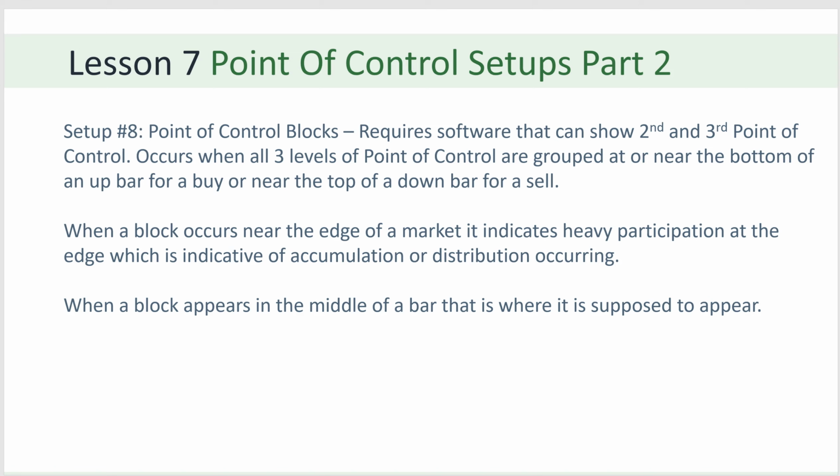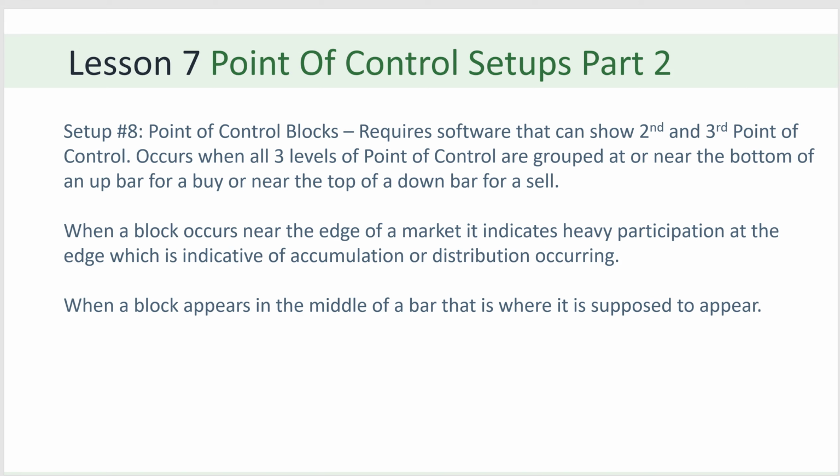Point of control blocks. Now, this requires software that can show 2 or 3 point of controls, second and third level point of controls rather. And CRS Charts doesn't have it. I think there's an add-on for it somewhere. Someone was telling me. I haven't looked it up because I already have it on NinjaTrader. You get NinjaTrader for free, and it's there if you have order flow software.